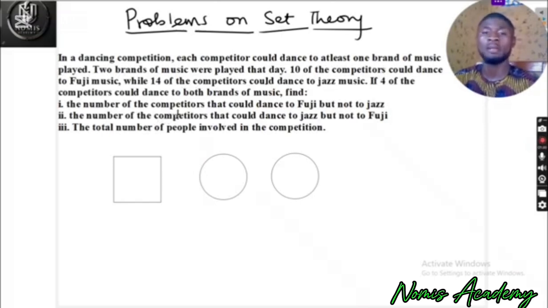So let us begin by interpreting the questions on a Venn diagram and then putting down the given parameters, to think of what to do. So the first thing is, let's make a Venn diagram.